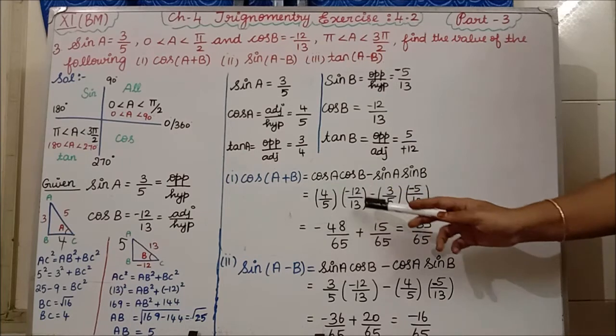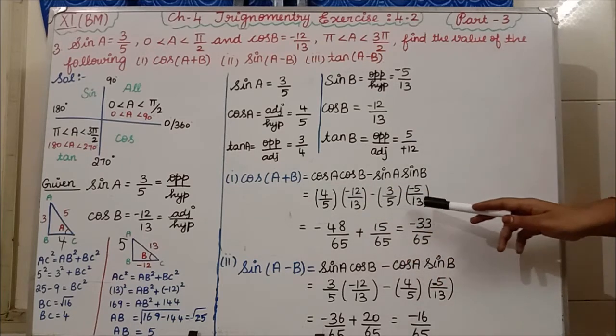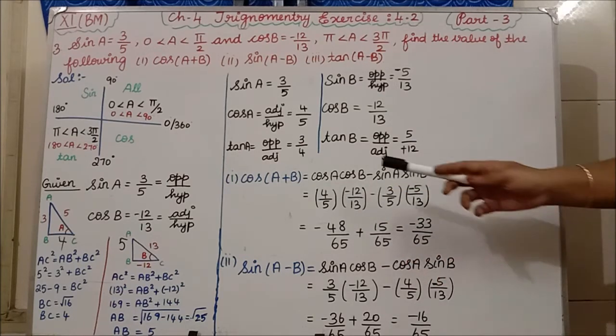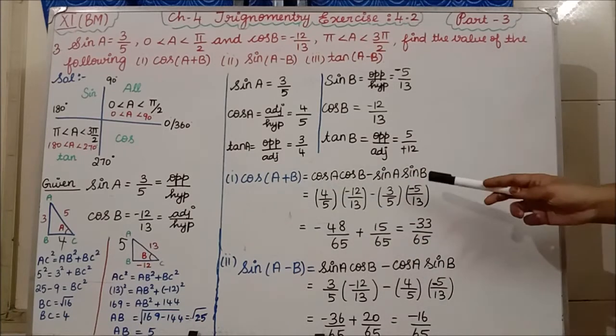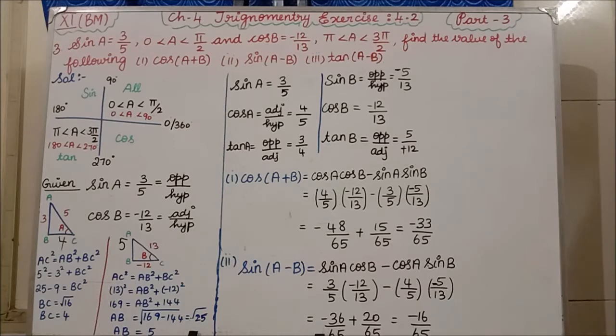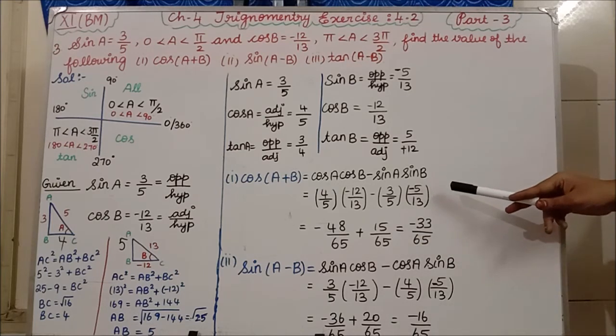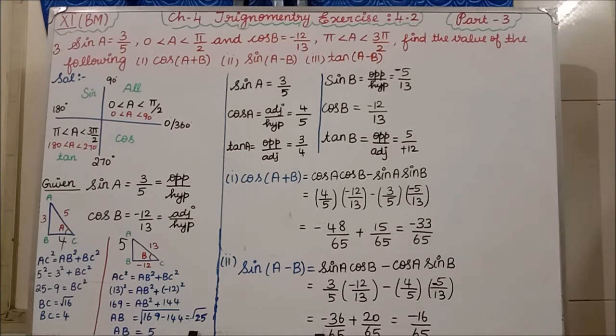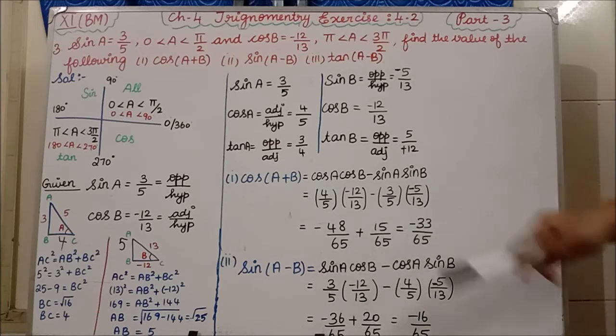So 5 into 13 is 65. Denominator 5 into 13 is 65. 12 into 4 is minus 48. Minus into minus is plus, 3 5s are 15. So minus 48 plus 15, if you subtract, we get minus 33. Denominator 65. That is the answer for cos A plus B. Clear? Then the second subdivision is sin A minus B.